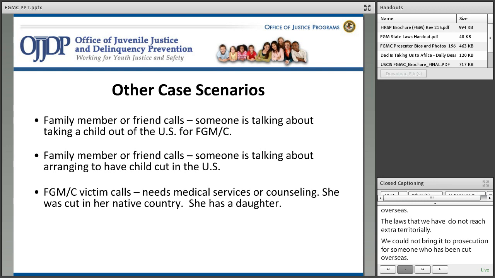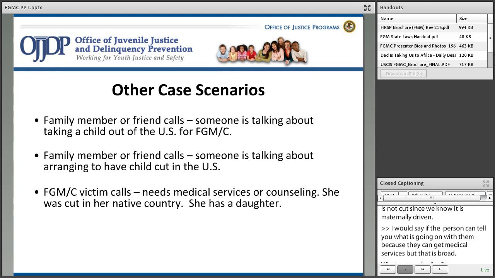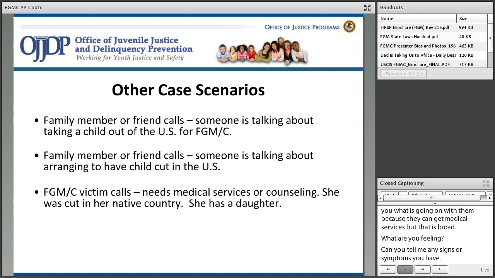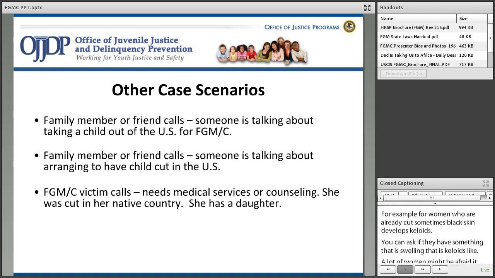Zainab? Yes, and then I would say, if the person can tell you what is going on with them, because they can say medical services, but that is very broad. So, what are you feeling? Can you tell me any signs or symptoms you have? For example, for women who are already cut, sometimes black skin develops keloids, right? So you can ask if they have something that is swelling, a keloid-like thing, because a lot of women might be afraid that that could be cancerous. So you can begin to ask them, what do they see? What do they feel like? Do they feel UTI, painful urination, painful menstruation? So to refer them to clinical services.